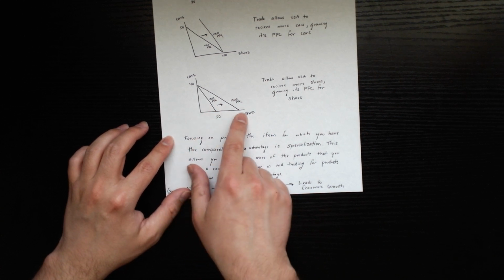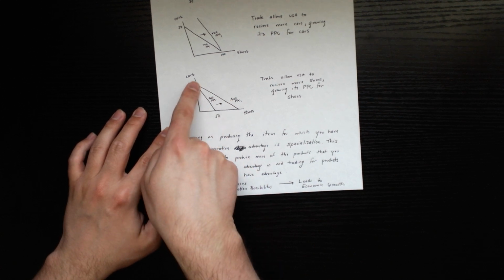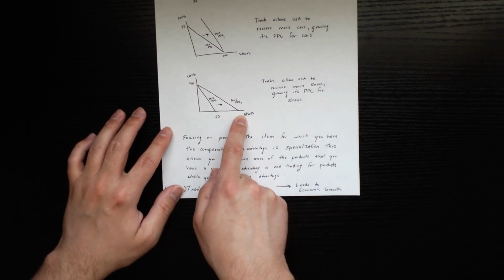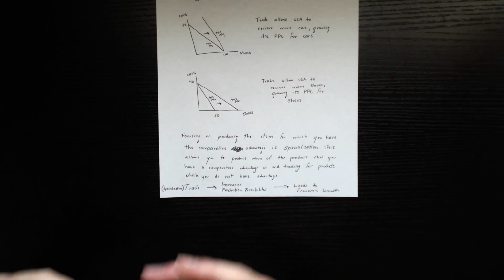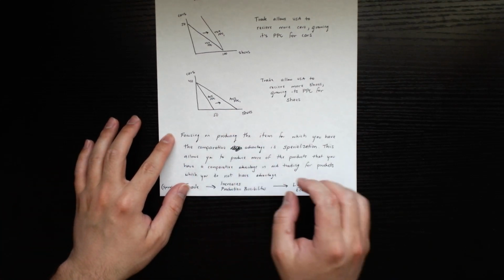Here, Australia is getting more shoes from the US, so now the production possibilities curve will shift to the right towards having more shoes because, again, they're able to get them at a lower cost from the United States than if they did them themselves, so they're going to have more total shoes.